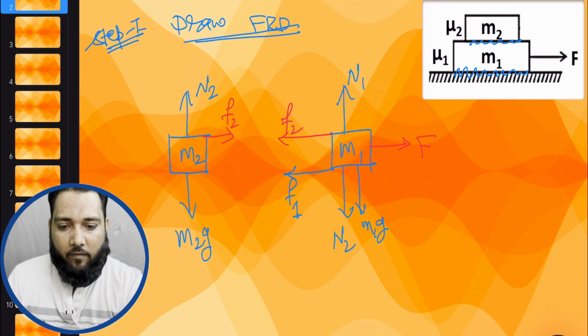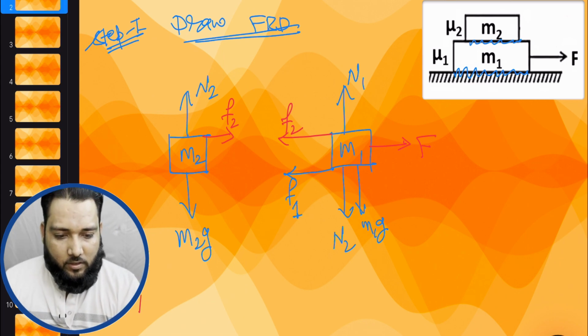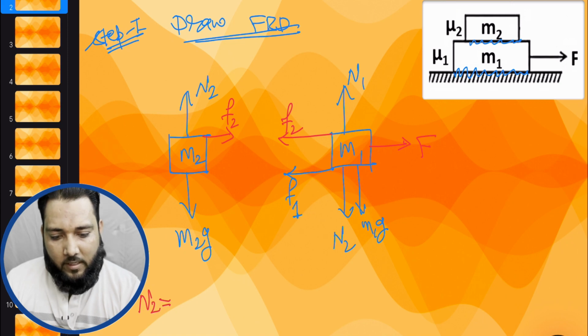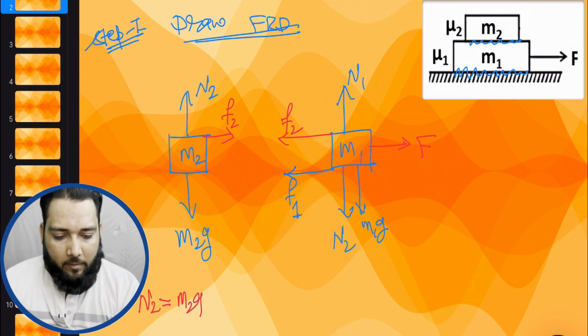Now the second step to solve this problem. First step, draw the FBD clearly. It is very important. In the FBD, we can do one more work, that is, find the normal reaction. We can do this work here also. N2 we can write down, because this is a balancing condition. There is no movement in the vertical direction, so the forces in the vertical direction will be balanced. So N2 will be M2G. Up to here, everything is clear.